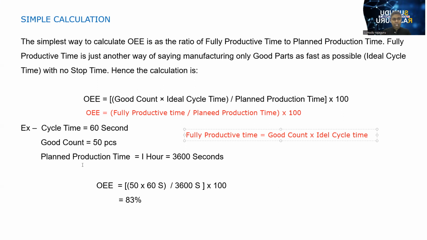There is an example here. Cycle time is 60 seconds. Good count, the number of good pieces produced, is 50 pieces. Planned production time is 1 hour. That has to be mentioned in seconds, so planned production time also we have to mention in seconds. Then OEE equals number of good pieces 50 multiplied by cycle time 60 seconds, divided by planned production time, which is 3600. Then we multiply by 100. So overall equipment efficiency is 83%.